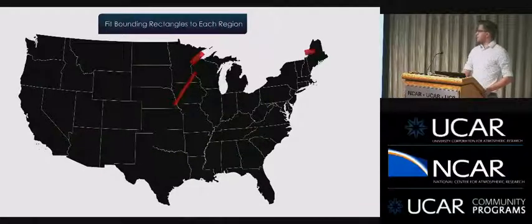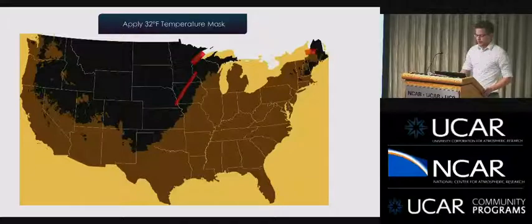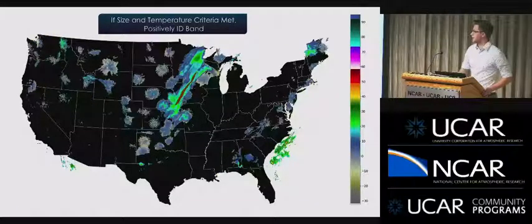And then for each of those remaining regions, we fit a bounding rectangle. And then we apply a 32 degrees Fahrenheit temperature mask. And if at least 50% of the contour falls in the below 32 degrees Fahrenheit area, and the bounding box meets our size requirement of 250 kilometer minimum length and 3-to-1 aspect ratio, then we positively ID it as a snow band. And we can see that we have successfully identified the snow band in the central U.S.